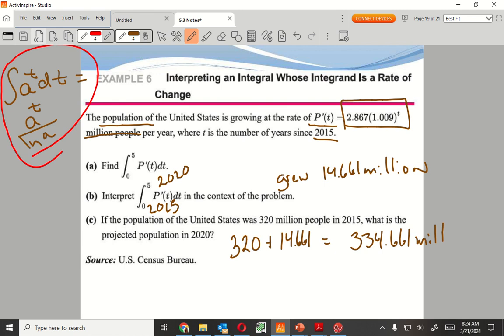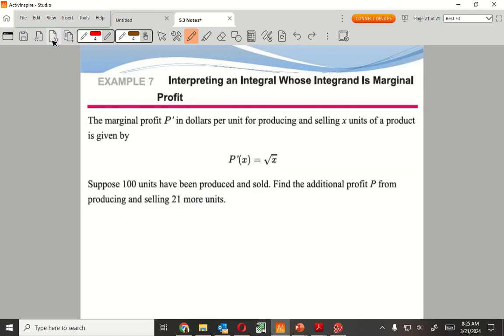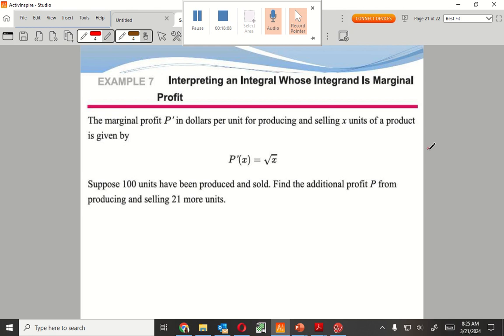All right. That being said, let's take a look. Do we have the next one? No. We're doing this one tomorrow. 334 million is actually 2023. Oh, okay. Off by a couple years. Yeah, off by like 3 years. Okay. So we're going to do number 7 tomorrow. So you guys work on your assignment. Hopefully you get as much done as you can.